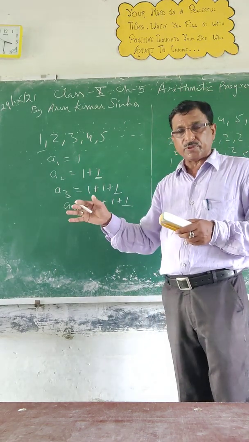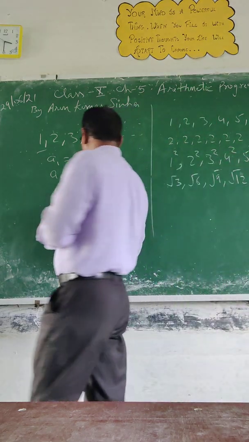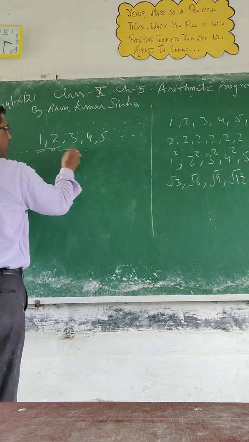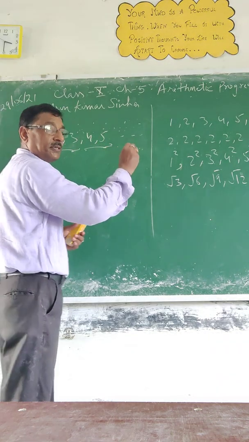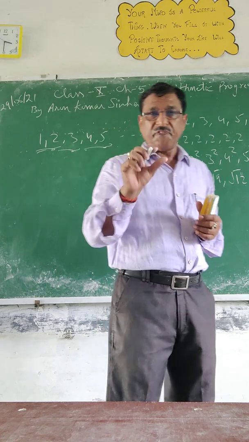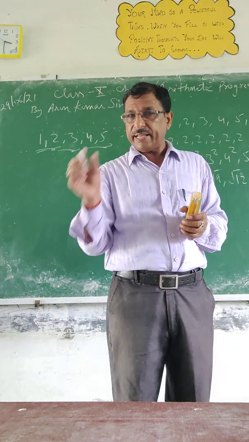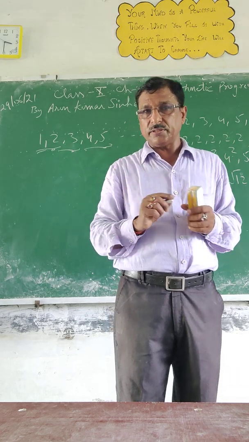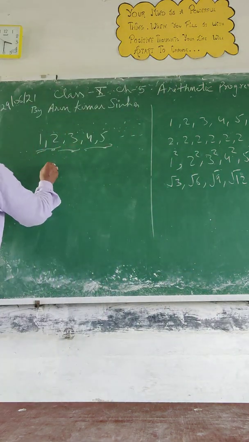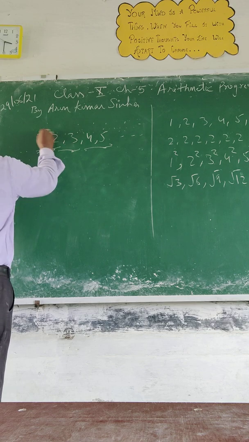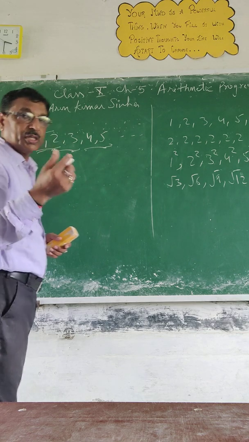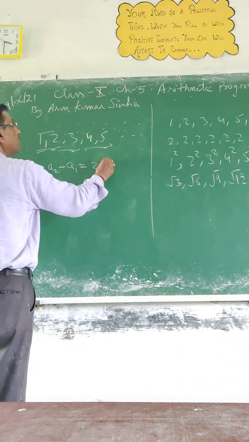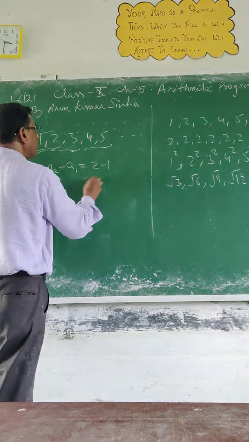Now, in another way, we want to check it again. How will we check? There should be a particular difference between two consecutive terms, and that difference is constant, and that is called the common difference. Now try to understand. Take the difference of two consecutive terms, A2 minus A1, that is 2 minus 1. What do you get? You can see, children, 1.